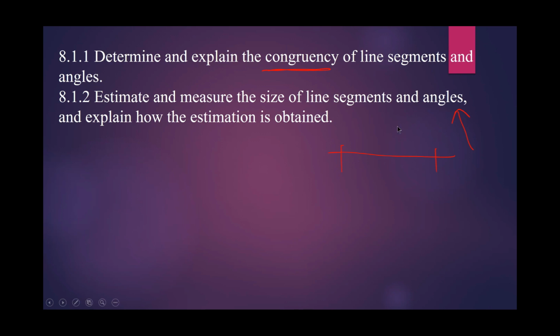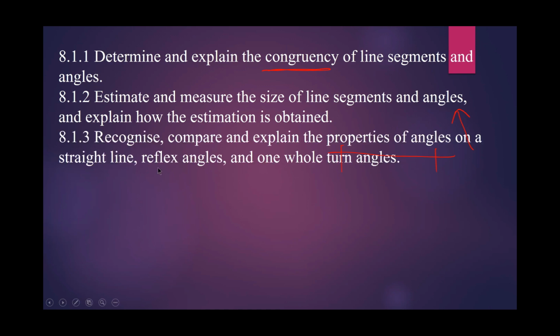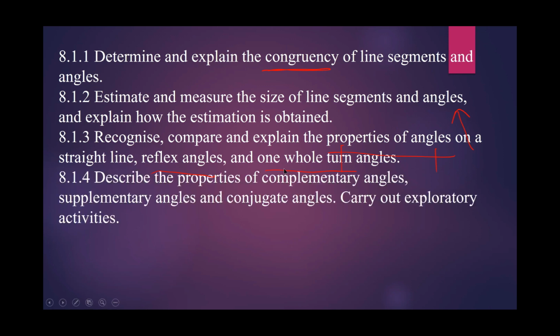Okay, at point 3, recognize, compare, and explain the property of angles of a straight line. So you are going to go through what is a reflex angle, what is one whole turn angle, and so on. After that, describe the property of complementary angles, supplementary angles, and also conjugate angles. Although these are new terms, it's easy for you to identify later on. And the last one, solve problems. Okay, let's look at lines and angles here.